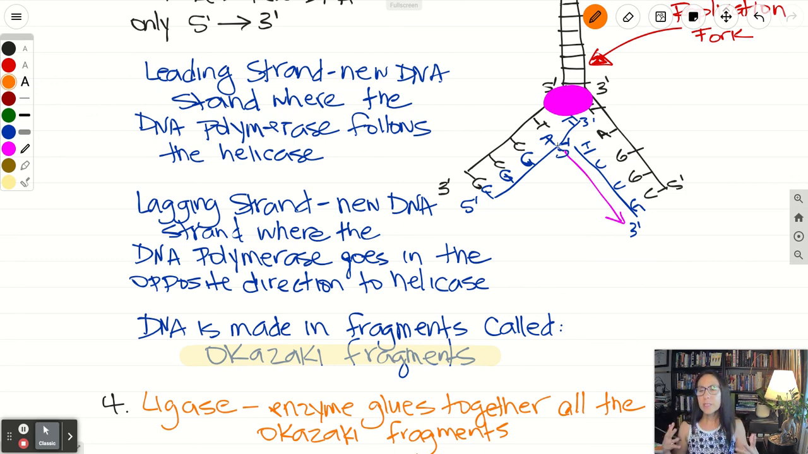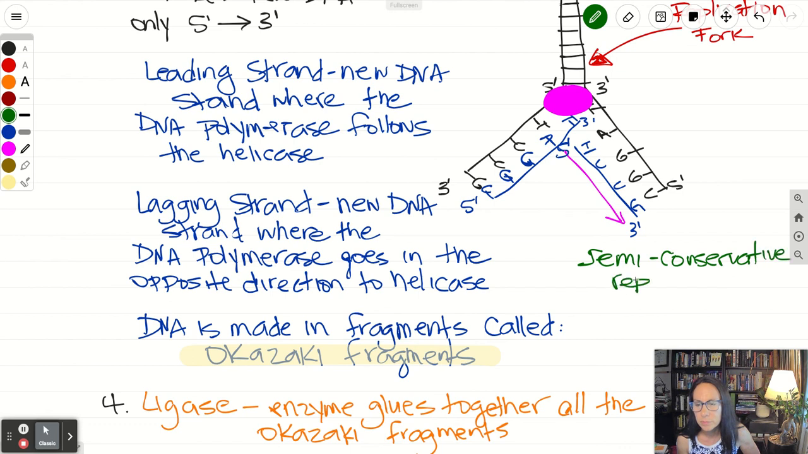This is actually called semi-conservative replication because it's not that the new molecule is all the way new. It's half old and half new. So every piece of DNA has half of an old piece, which is called the parent strand, and half of a new piece, which is called the daughter strand. I just want to write this word down: this is called semi-conservative replication. That means it's not all the way new, it's only half new.